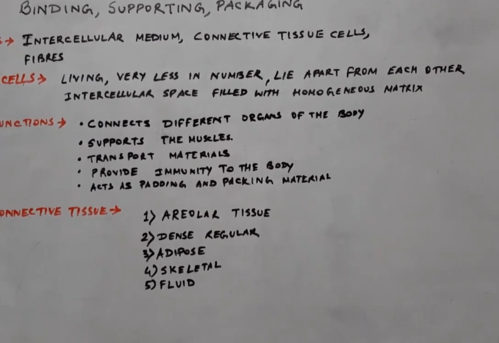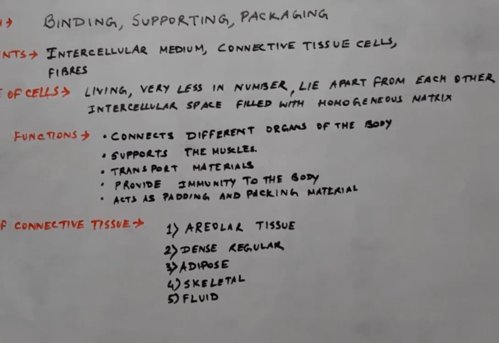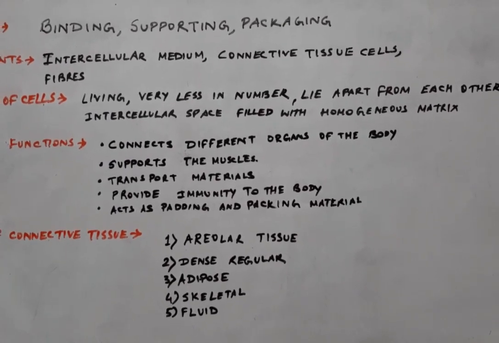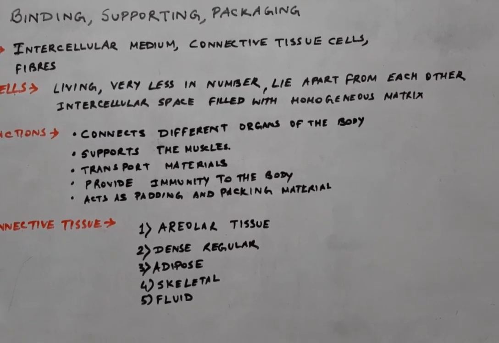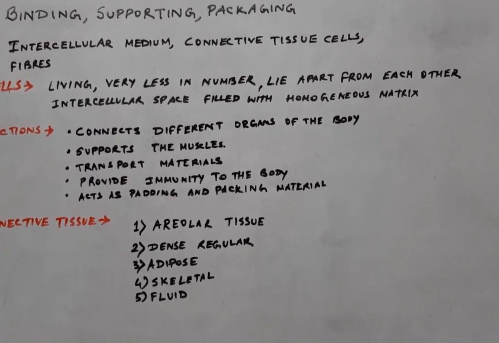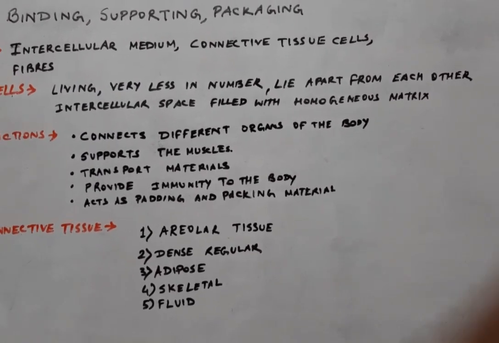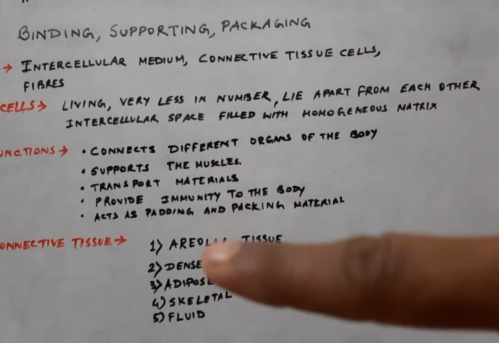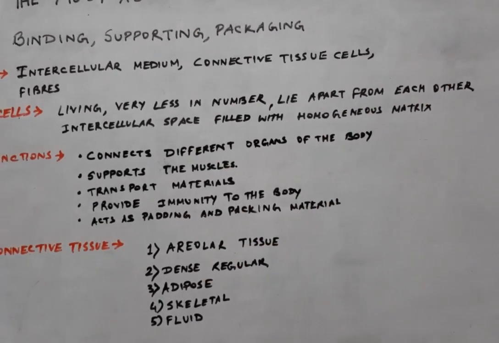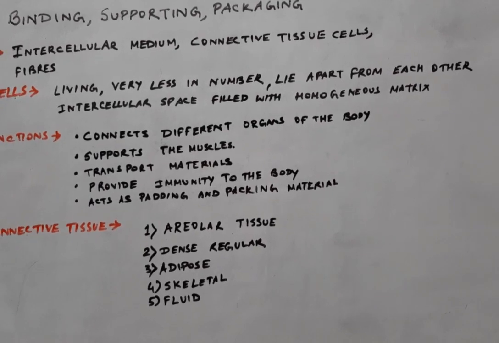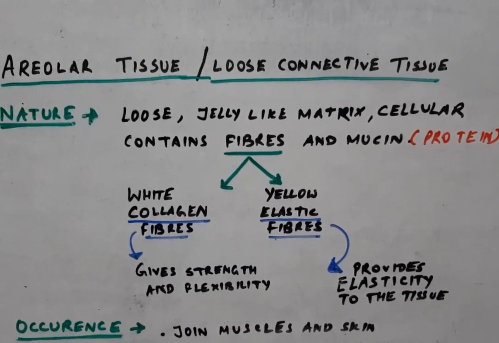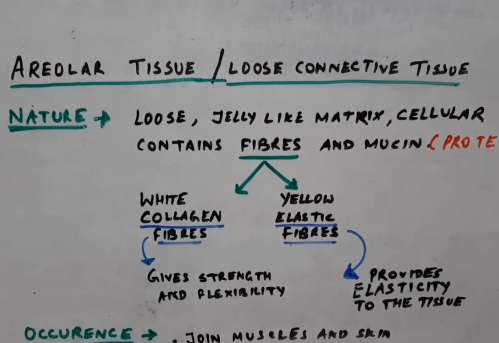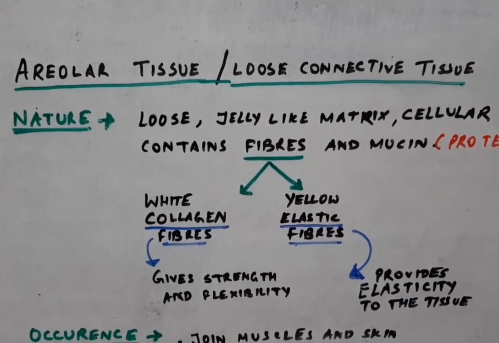Now there are generally 5 types of connective tissues. They are namely the areolar tissue, the dense regular tissue, adipose tissue, skeletal tissue and fluid connective tissue. So let me discuss each one bit by bit. First I am going to describe the areolar tissue, which is also known as loose connective tissue.